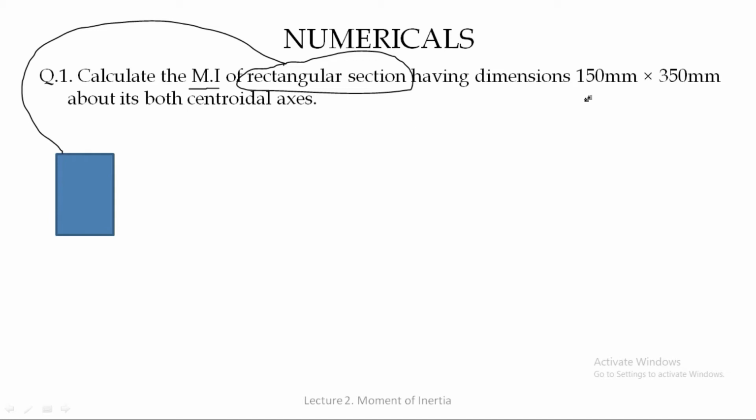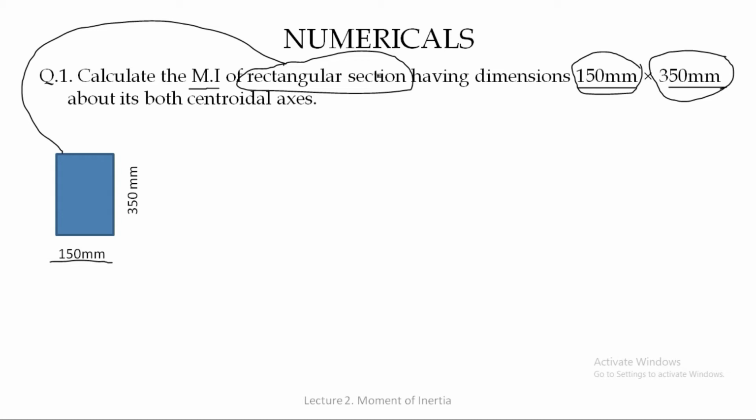We have to give the dimensions. So what dimension is given? The dimension is 150 mm into 350 mm. When dimensions are given in this fashion or style, the first value of the dimension is the breadth or the width of the rectangle. So 150 is the width of the rectangle, and the second value of the dimension is the height or depth of the rectangle. So 350 is the depth of the rectangle. Okay, so now you are clear about the concept of the rectangle.